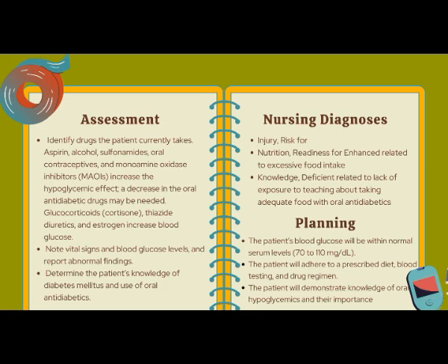Determine the patient's knowledge of diabetes mellitus and use of oral antidiabetics. Nursing diagnosis: injury risk; nutrition, readiness for enhanced, related to excessive food intake; knowledge deficient related to lack of exposure to teaching about taking adequate food with oral antidiabetics. Planning: the patient's blood glucose will be within normal serum levels of 70 to 110 milligrams per deciliter. The patient will adhere to the prescribed diet, blood testing, and drug regimen. The patient will demonstrate knowledge of oral hypoglycemics and their importance.